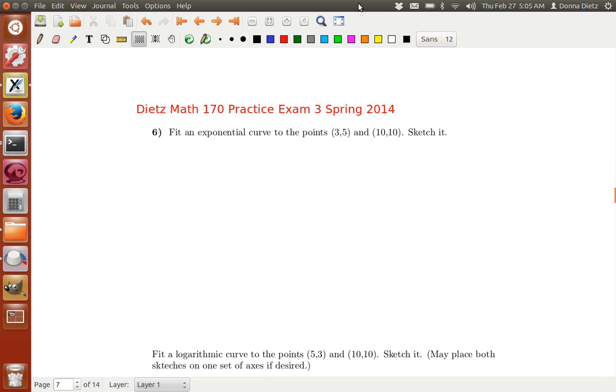Hey, so we've got: fit an exponential curve to the points and sketch it. Okay, this is supposed to be super easy.